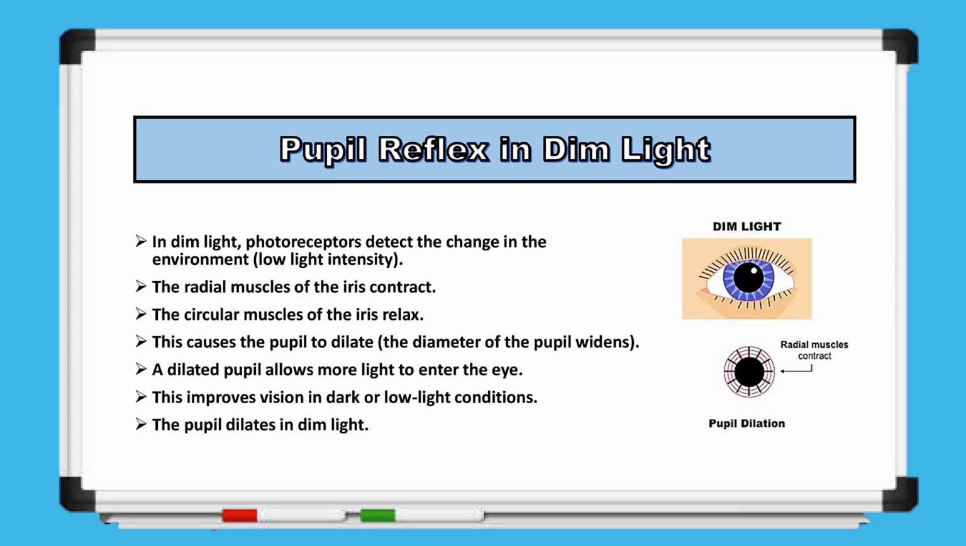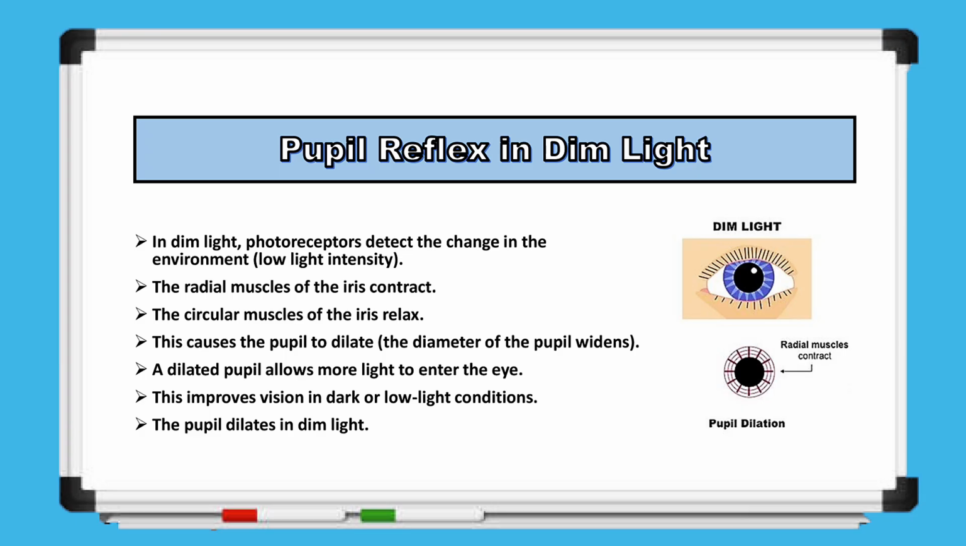First, let's discuss the pupil reflex in dim light. The pupil reflex is an automatic response that regulates the amount of light entering the eye. In dim light, it functions to allow maximum light intake. When light intensity decreases, photoreceptors in the retina detect this change and send signals to the brain, which coordinates the response in the iris muscles.